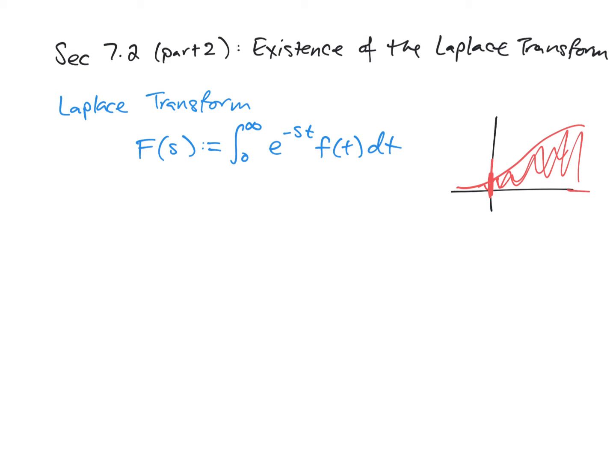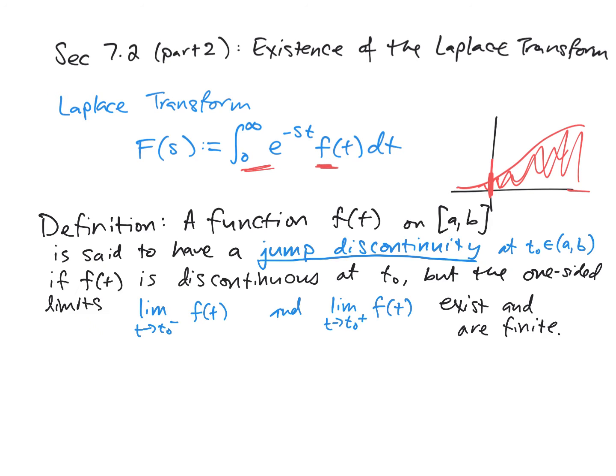So we need to make sure that when we're defining something, we're actually going to be able to say that this integral converges. So we're going to line up some properties that f is going to need to have, which will guarantee that this integral exists and is finite. First I'm going to lay out a definition. This is the definition of a jump discontinuity.